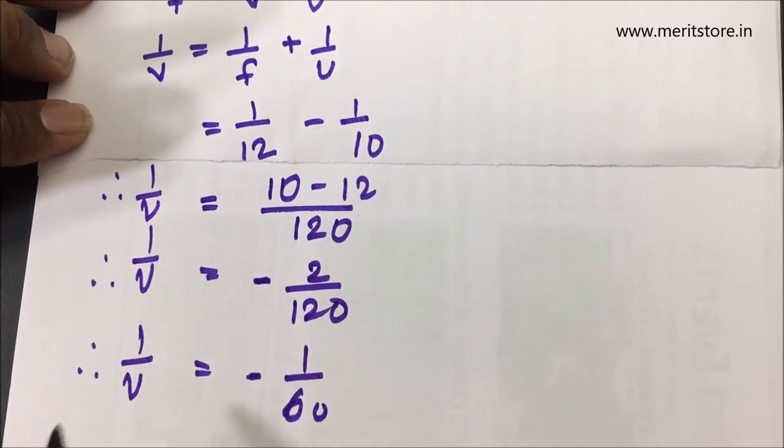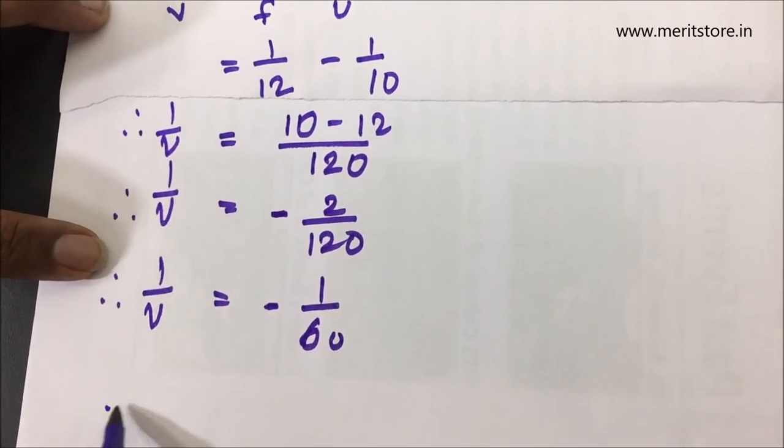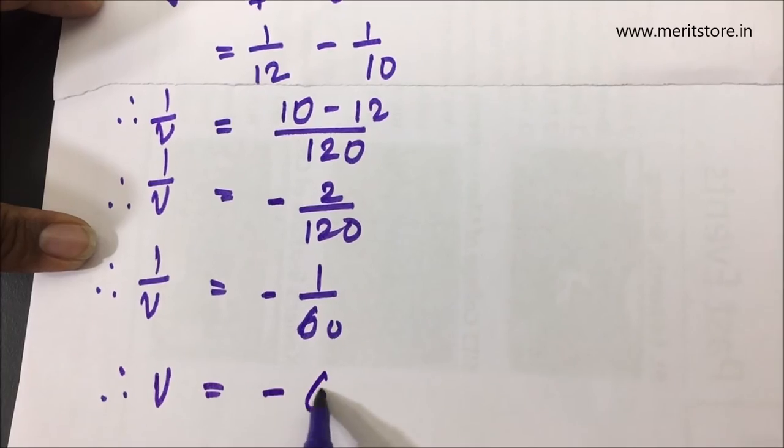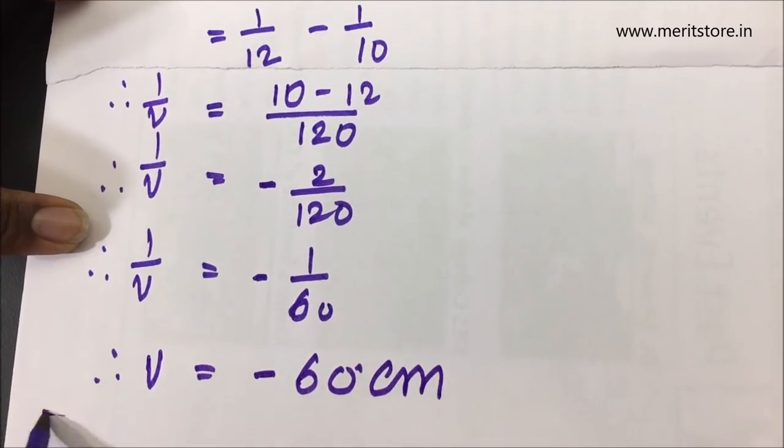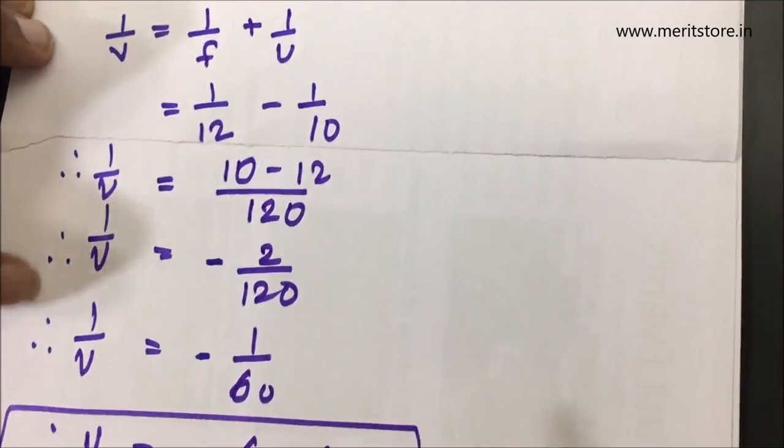Make sure you write the therefore sign. 1 upon V is this much, therefore how much is V? Inverting, minus 60 centimeters. You getting this? Okay, now look at the sum.